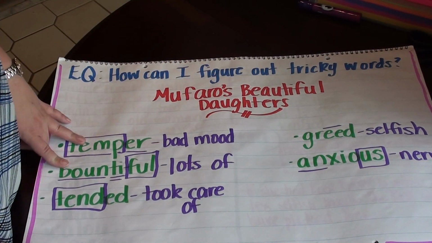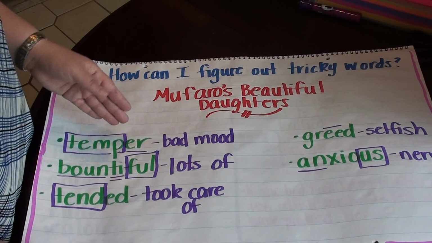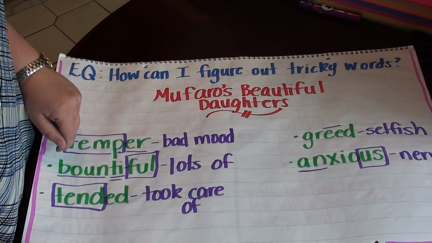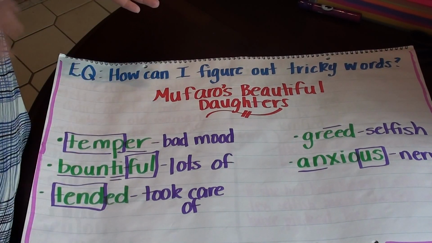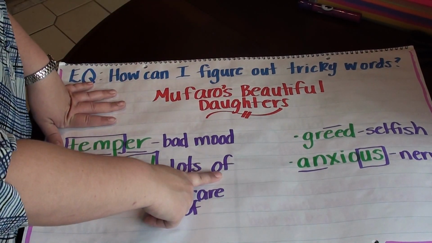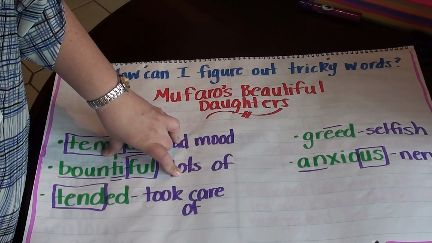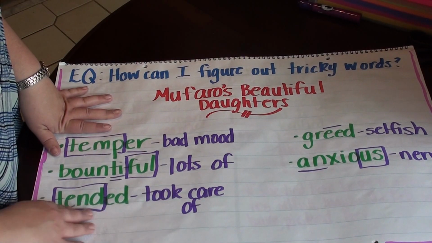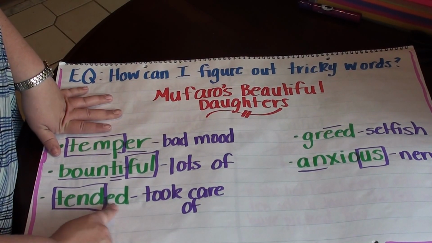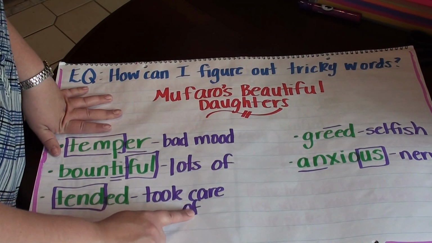For the next word, bountiful, we could break it into chunks, into syllables, boun-ti-ful, and we could look at the picture. The picture showed her garden was bountiful, there's lots of, and we came up with the definition lots of. So it's not always exactly a synonym, it can also just be a shortened definition. We do the same thing, look for the root word and then the suffix at the end for tended, and we said it means took care of.